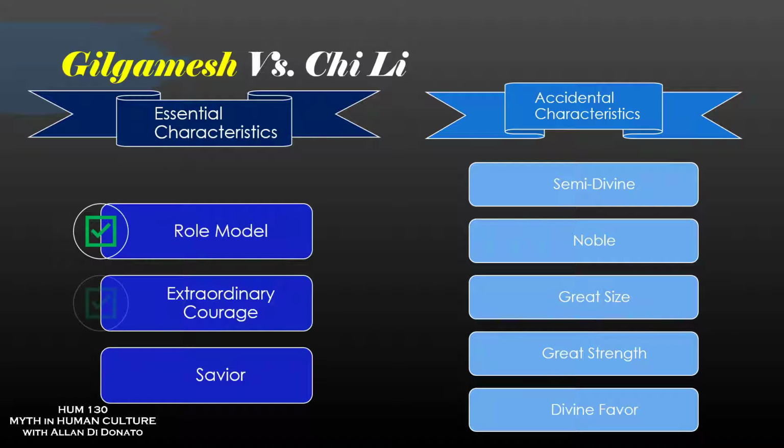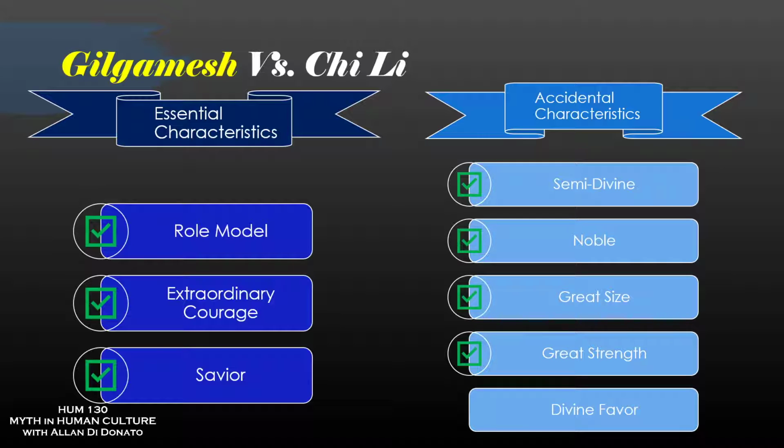Clearly, he's a role model with extraordinary courage, and he saves his people from the bull of heaven at least. He also has all the accidental features, right? He's half God, actually two-thirds God. He's a king. He's larger and stronger than the average person. He has a god like Shamash help him in his battle with Humbaba, right? So he's got all the boxes checked. He's a standard hero figure that we're going to see plenty of in the stories we're going to deal with.